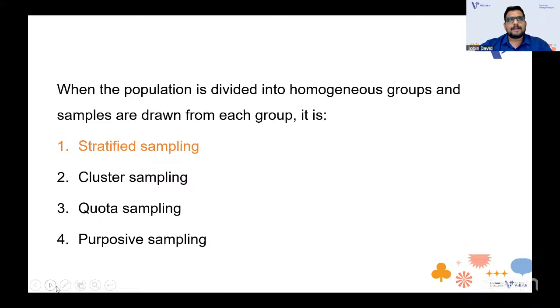Okay, for example, every time when I take classes, I tell them this example: Vallath has 10 centers. Imagine that Vallath has 10 centers across India. If I want to study the emotional intelligence, or emotional dependence or interdependence, of Vallath students, I want to select three centers. I'm going to select students from three centers. So I select as a cluster.